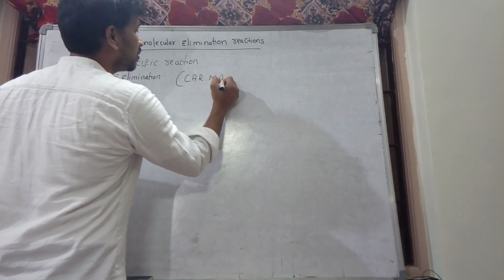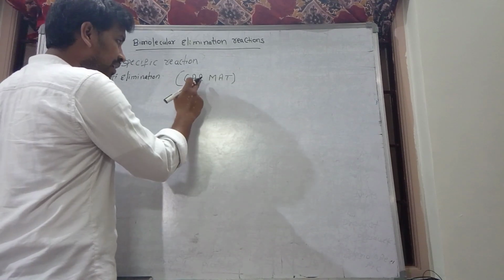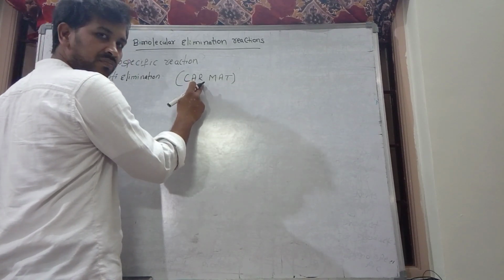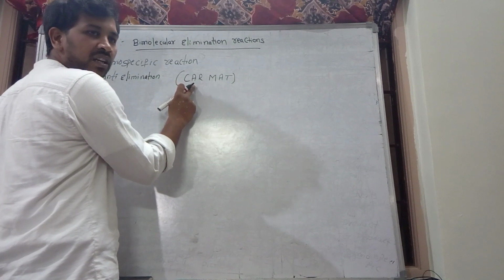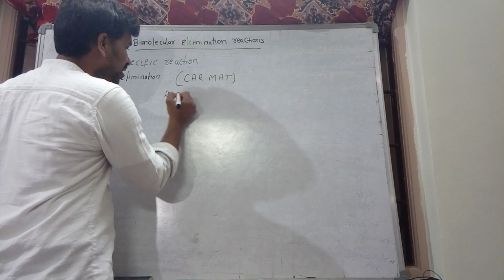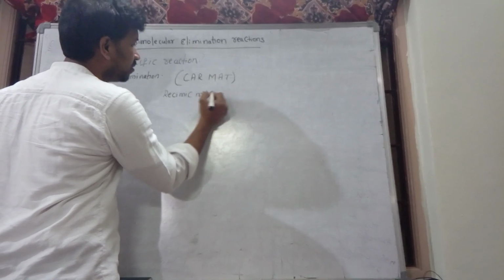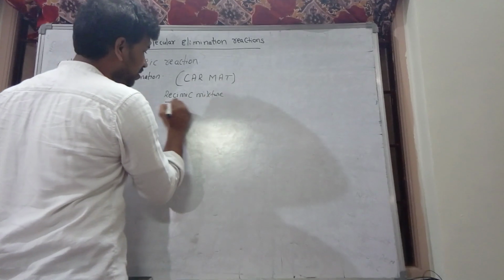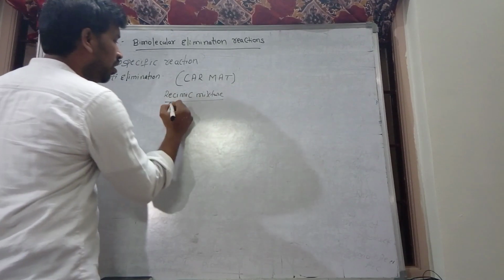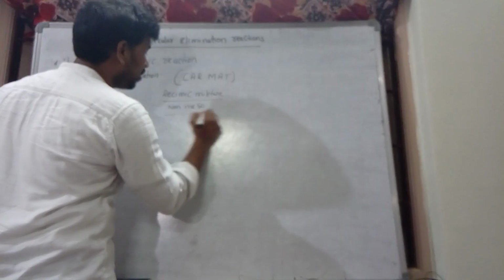One shortcut, I think you remember, the shortcut is CAR-MAT. What is CAR-MAT? If you take a racemic mixture and it participates in anti-elimination, it gives cis-alkene. Racemic mixture, not only racemic mixture students, racemic mixture or non-meso or erythro.